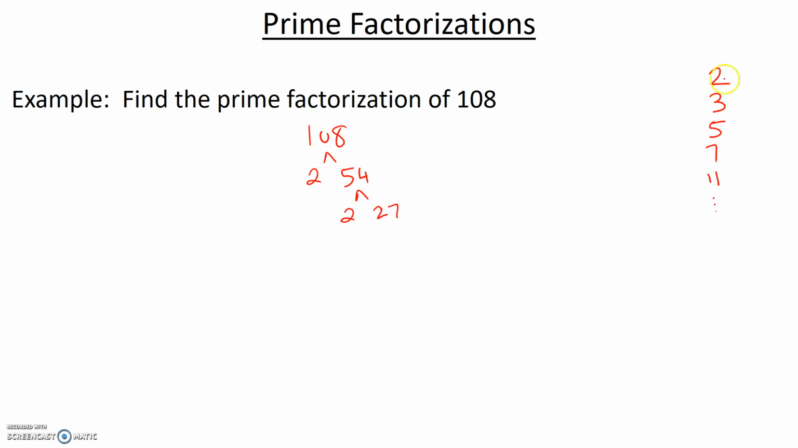Now 2 does not go into 27, but 3 does. So 27, I'll write this as a product of 3 and 9. And 9, I'll write that as a product of 3 and 3. So the prime factorization of 108 is 2 times 2 times 3 times 3 times 3.